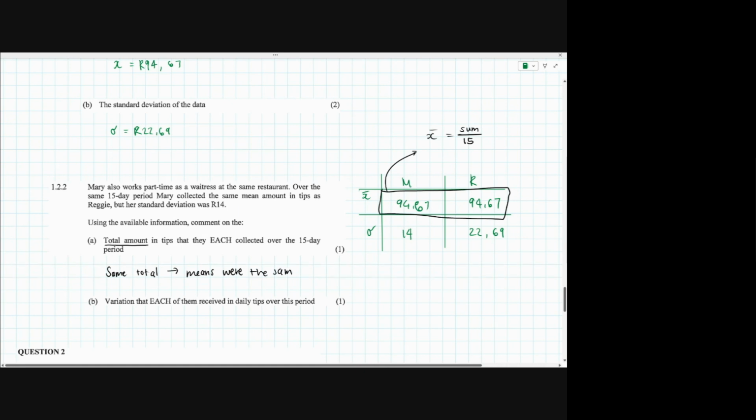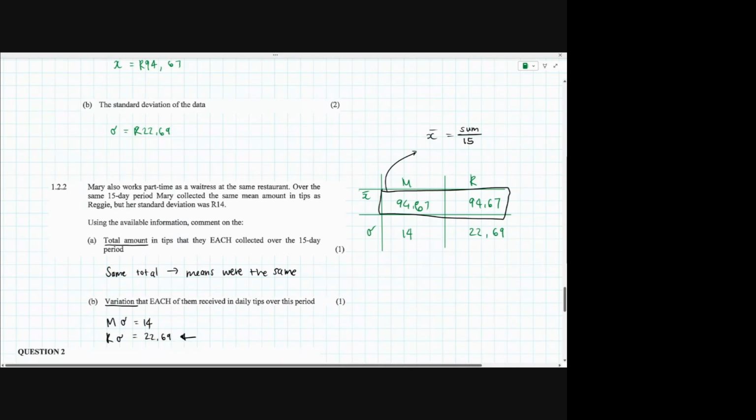So go back to basics, go back to how do we actually calculate these things? What does it mean in the greater picture, greater scheme of things? Right, question B though says comment on the variation that each of them received in daily tips over this period. So this is now when we need to compare the standard deviation. So Mary's standard deviation was 14. Reggie's standard deviation was 22.69.